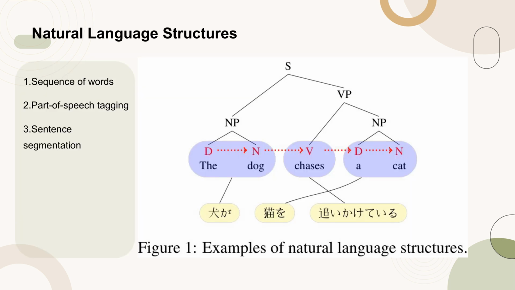Figure 1 illustrates various natural language structures. It shows a sequence of words forming a sentence, with each word assigned a part of speech tag, creating a linear chain dependency. Additionally, the sentence is segmented into smaller, contiguous groups, represented by bubbles. These structures are fundamental in understanding and processing natural language, showcasing the complexity and hierarchical nature of linguistic data.